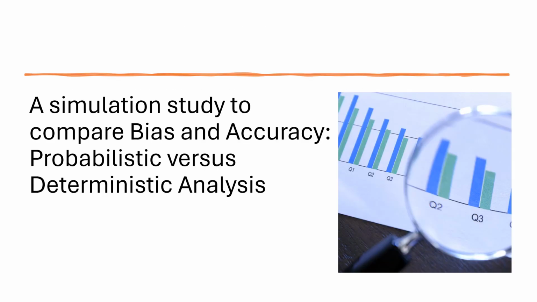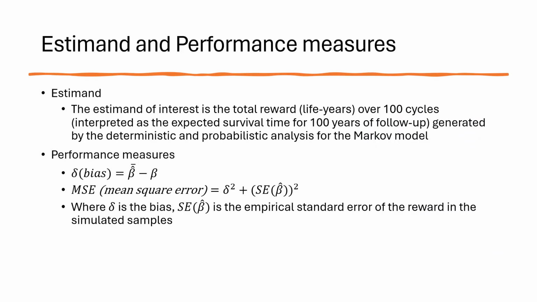We conducted a simulation study to assess the bias and accuracy of probabilistic versus deterministic analysis in a Markov model. The estimate of interest is the total reward, life years, over 100 cycles, interpreted as the expected survival time for 100 years of follow-up, generated by the deterministic and probabilistic analysis for the Markov model. The main performance measures are bias and mean square error of the rewards.